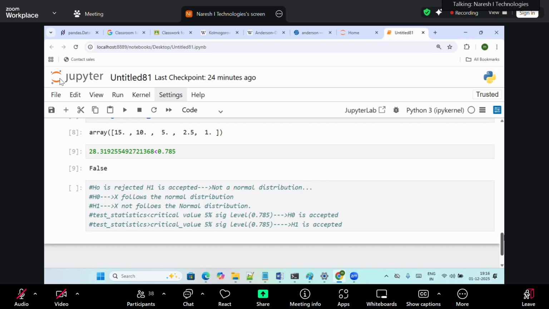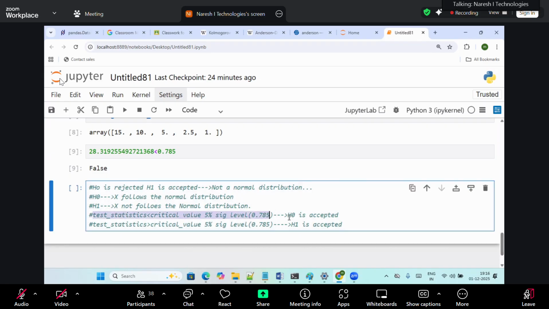Sir, did I say it the opposite? Did I say it in reverse? I'm telling that if the test statistic is lesser than the critical value, H naught is accepted. Correct? And if the test statistic is greater than the 5% critical value, I have said that H1 is accepted.